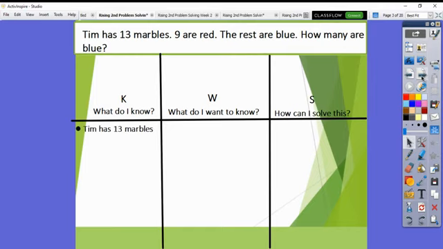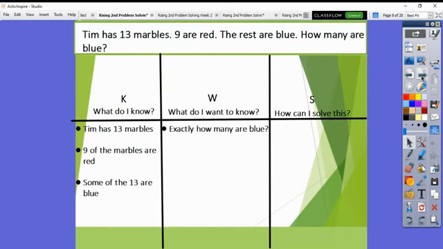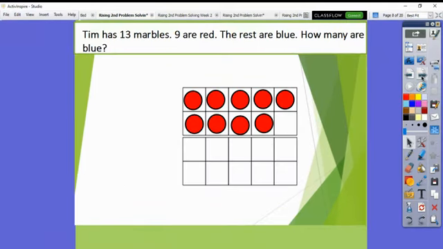So what do I know? I know that Tim has 13 marbles. I also know that 9 of the marbles are red. I know that some of those 13 are going to be blue. So what do I want to know? I want to know exactly how many are blue. And how can I solve this? I think a double tens frame might be a great tool for solving this problem. So let's set it up.